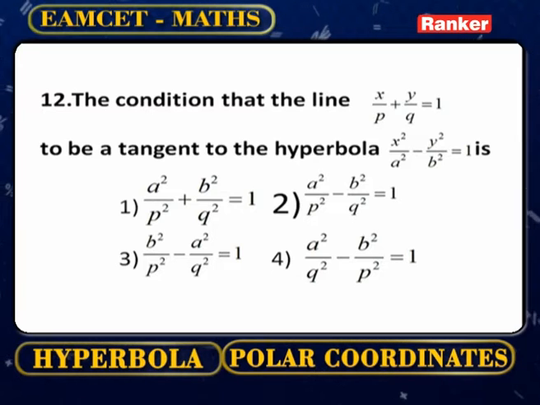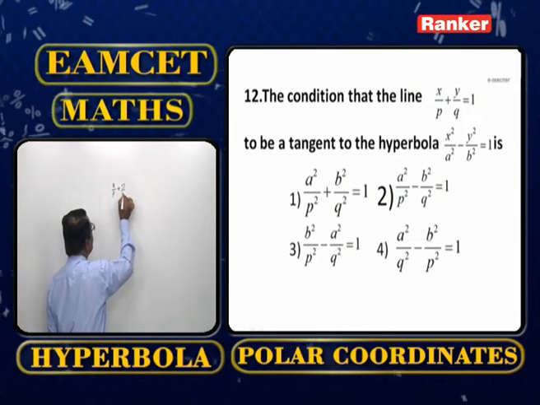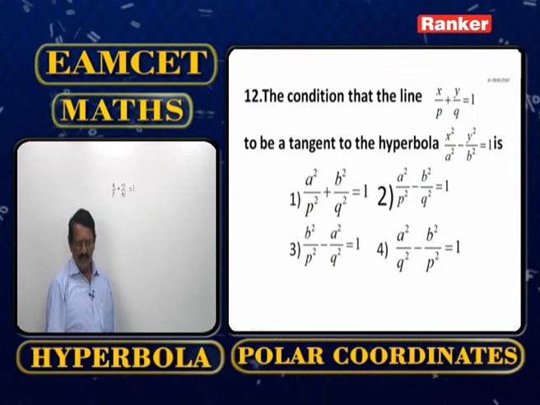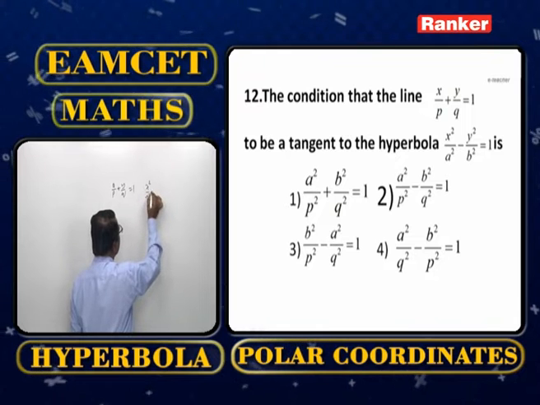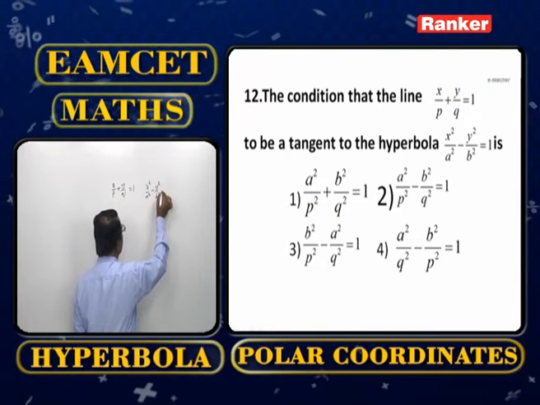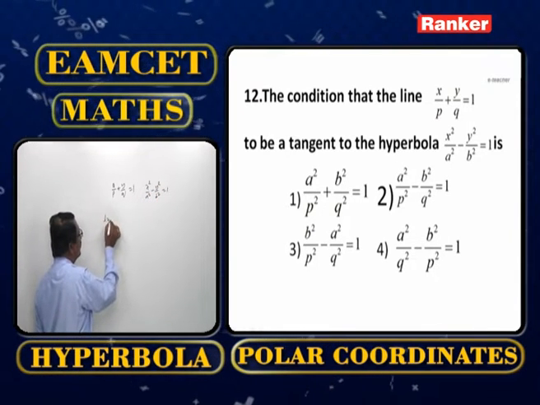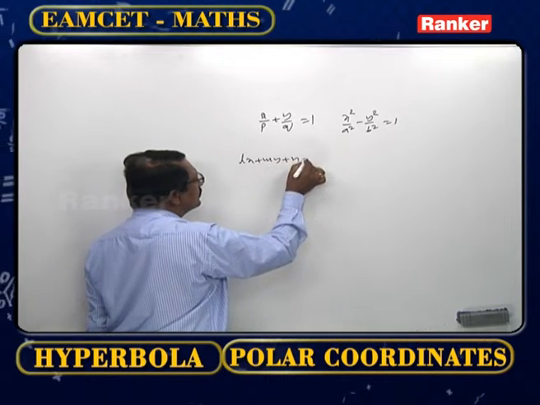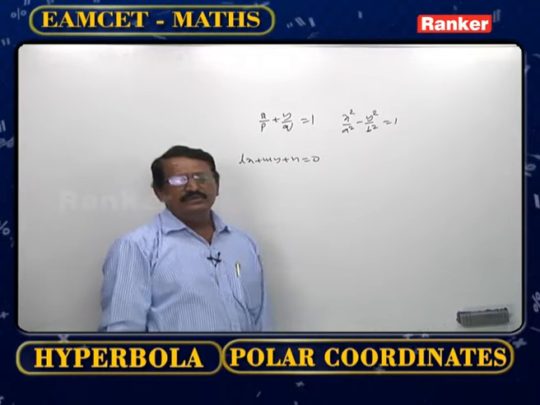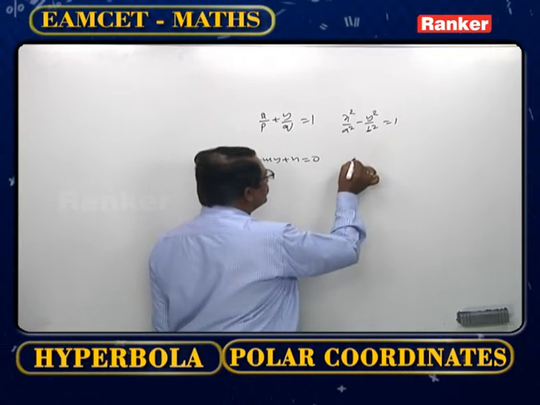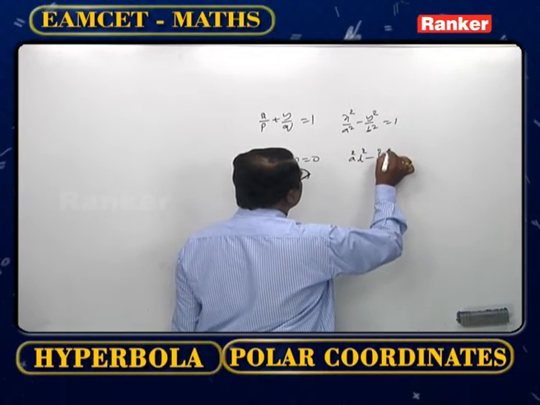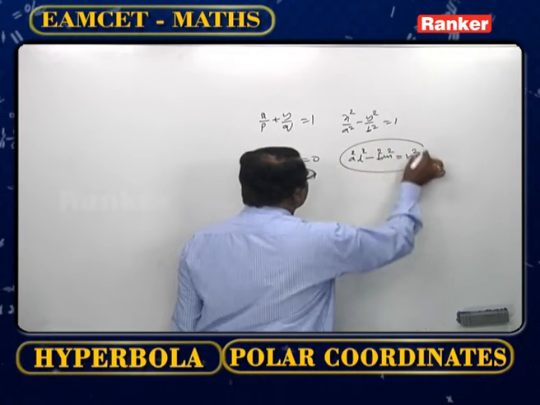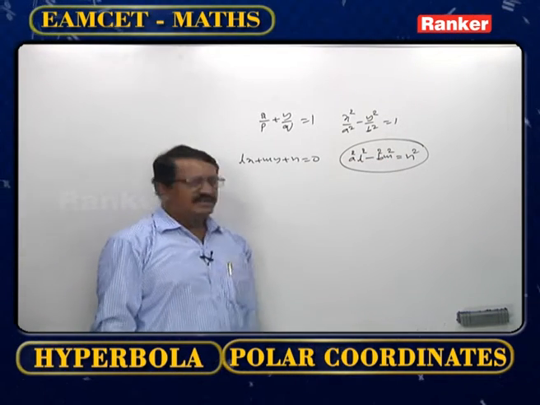The condition that the line x/p + y/q = 1 be a tangent to the hyperbola x²/a² − y²/b² = 1. Suppose the straight line lx + my + n = 0 is a tangent to the hyperbola; the condition is a²l² − b²m² = n².